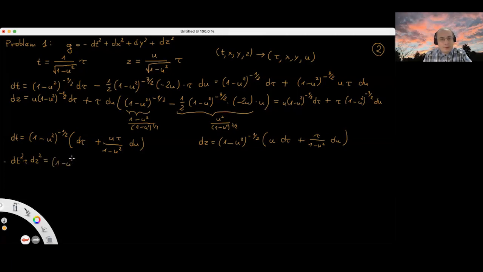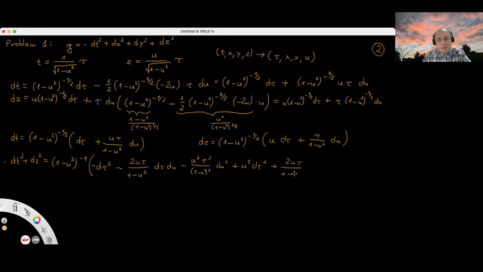So we will have certainly one minus u squared to the power of minus one factored out. And inside here is what you get. Well, you need to square and expand each of these parentheses. From the first one, you get d tau squared plus two u tau over one minus u squared d tau du plus, no, this comes all with a minus. Plus u squared d tau squared plus 2 u tau over one minus u squared d tau du plus tau squared over one minus u squared squared du squared.